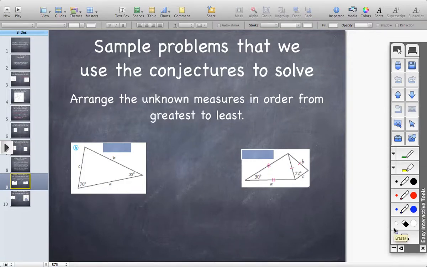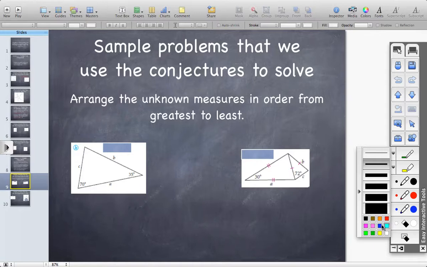All right. Get the pen to work for us here. Let me go with a bright color.